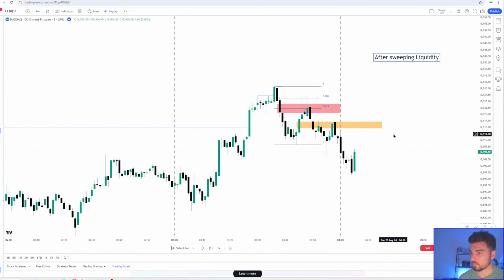What are we looking to form? We're looking for fair value gaps to be disrespected, new day opening gaps to be engaged and respected. We're looking for market structure shift, we're looking for order block creation. So we're looking for these PD array reactions after sweeping liquidity. That's the first one, and we've seen that here.